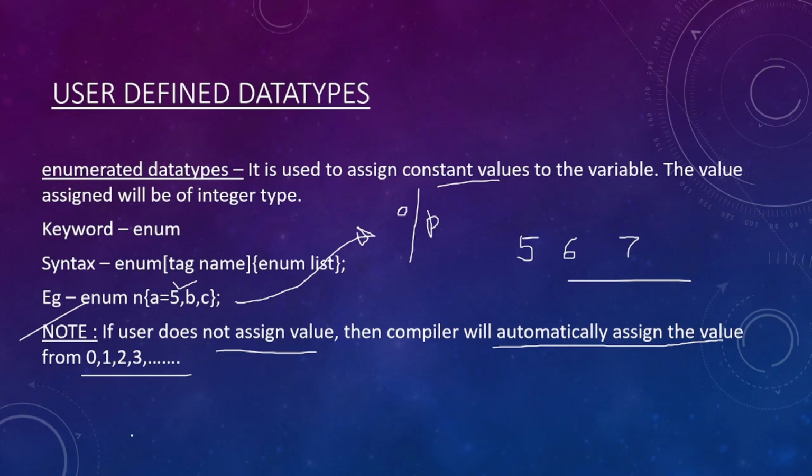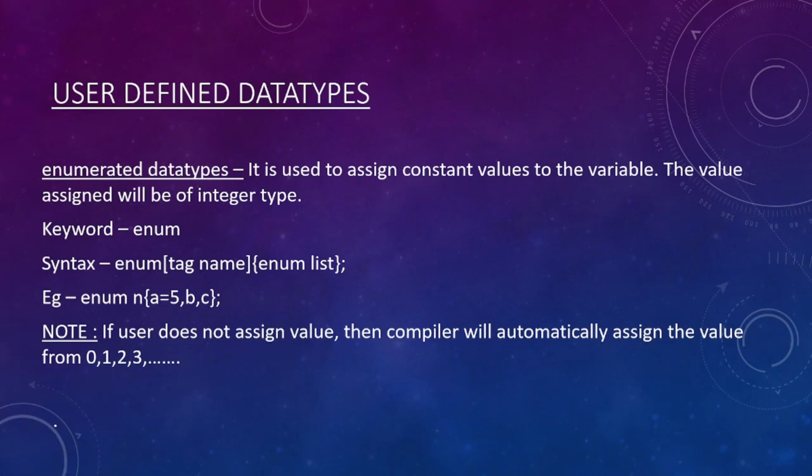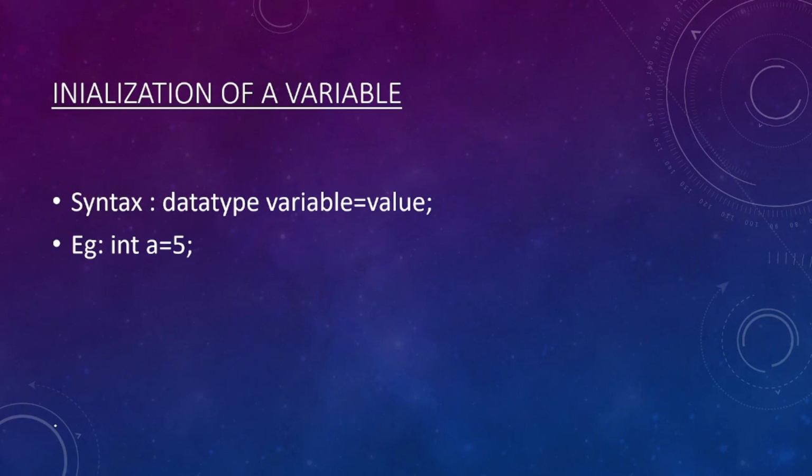So if you don't assign any value, suppose it is like this, A, B, C, you didn't declare anything here, you have just given A, B, C. Then what does my output become here? 0, 1, 2. Right? This will be my output. But if I assign the value, if I give A as 5, then what do I get? 5, 6, 7. So this is all about your enumerated data types. And initialization of a variable I have already taught you. So hope you understood the concepts.